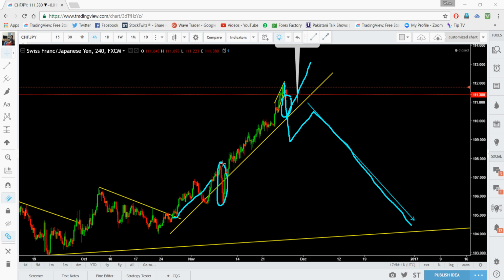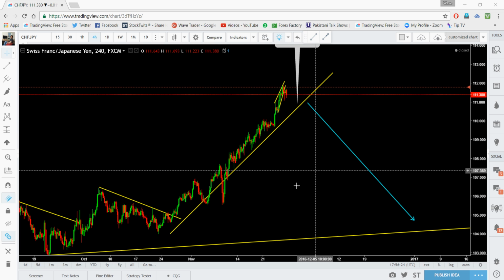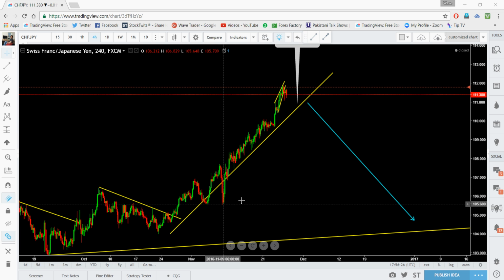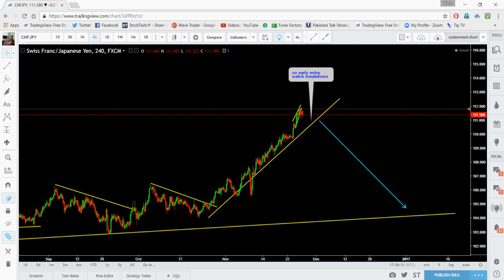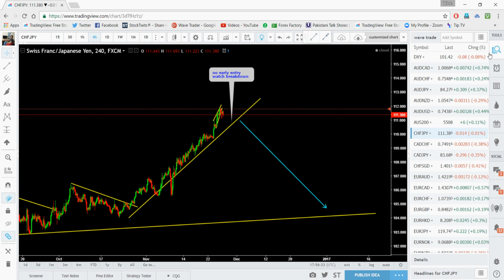The wave is corrective, it has to break down. It has to break down. It can't continue to the upside the way it is doing. It can't go far away. So we will catch this trade.